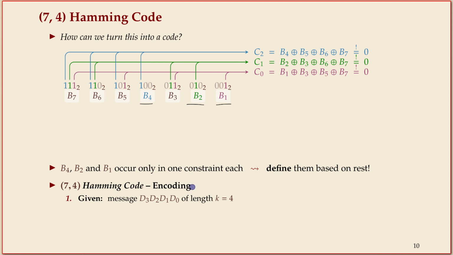For the encoding step, we're given 4 bits. That's our message length. And we'll put some color. Let's do these in green.